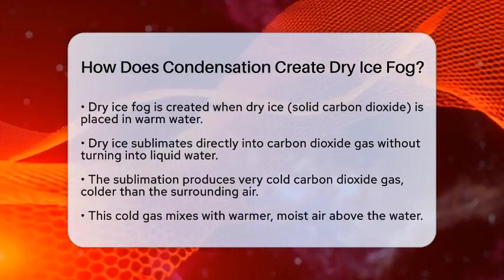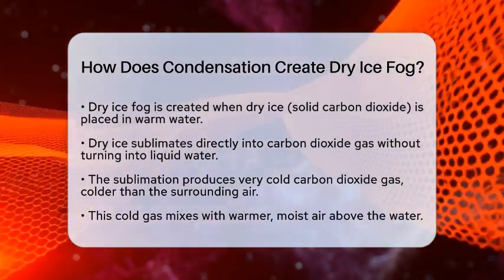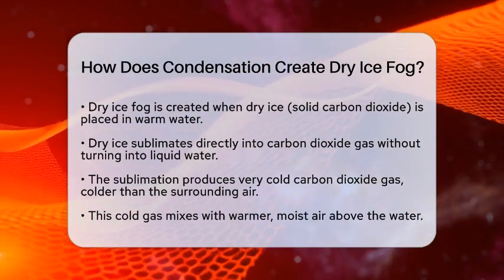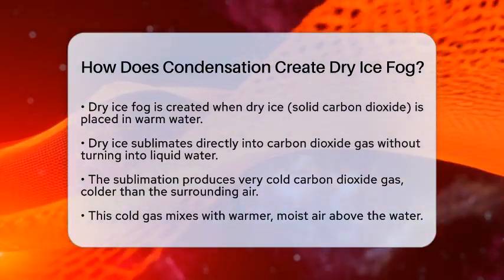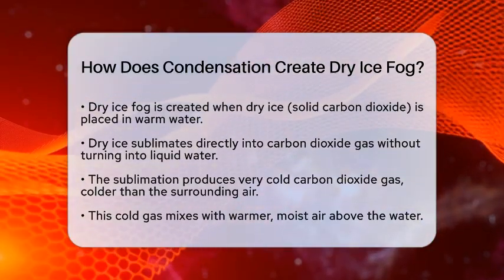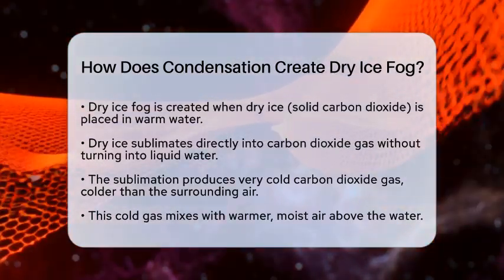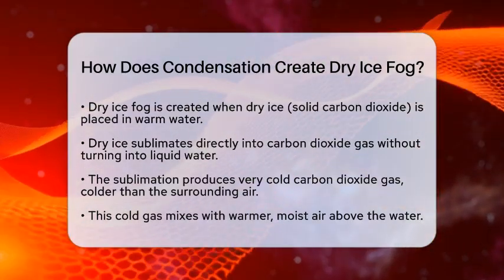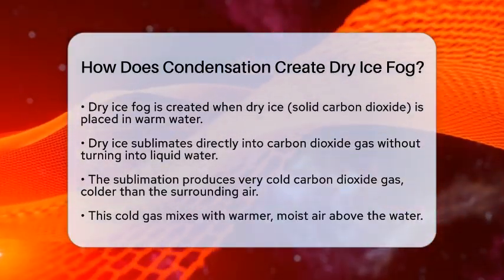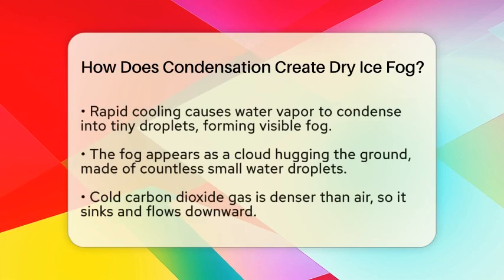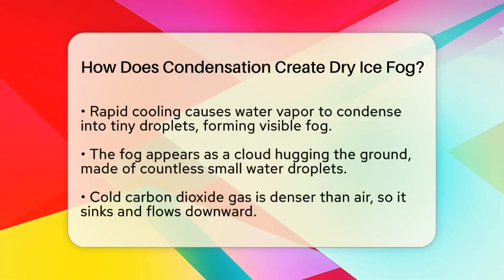When you place dry ice, which is solid carbon dioxide, into warm water, something fascinating happens. The dry ice doesn't melt into liquid water like ice cubes do. Instead, it skips straight to becoming carbon dioxide gas through a process called sublimation. This means it turns directly from a solid into a gas without passing through the liquid phase.